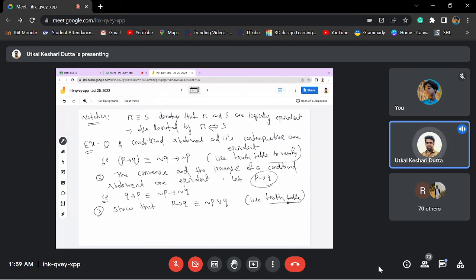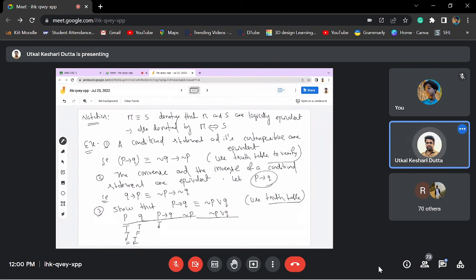Use truth table. I am just showing one of the proofs. One statement is P conditional Q, so we have to find its truth table, and then the truth table of negation P disjunction Q. So P, Q, P conditional Q. We cannot find negation P disjunction Q directly, so we first find negation P, then negation P disjunction Q. The rows are true true, true false, false true, false false.